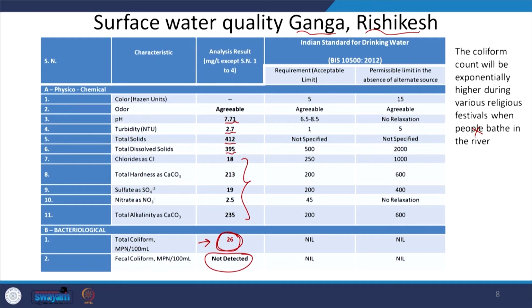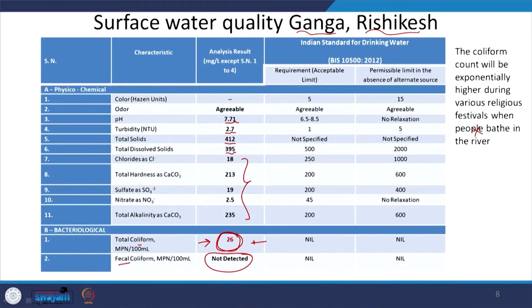And one other aspect is this coliform, both fecal and total, will be exponentially high when we have different religious festivals, when people come to bathe and such. Let's say you have the melas and such, and that's when it is going to be remarkably high. So you see the relevant aspect, even though the water might look good, we need to be concerned, because there are considerable indicators that this water has pathogens, and that's one aspect to keep in mind.